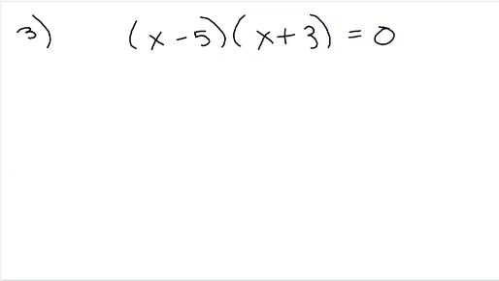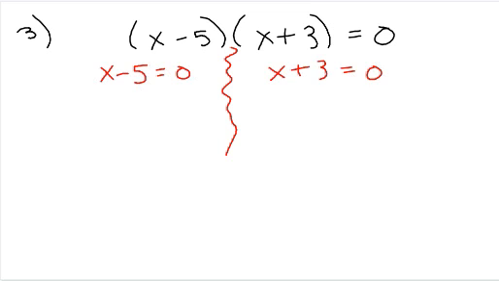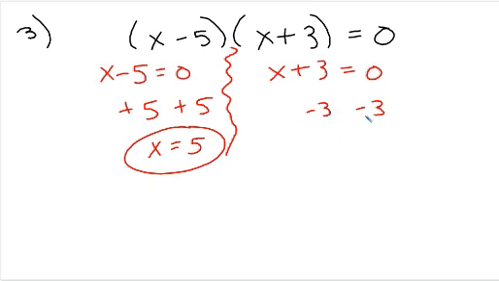What if they give you this? x minus 5 times x plus 3 equals 0, and they tell you to solve it. This is maybe the easiest problem of the day, because this problem is already factored into something times something. So guess what? I can split this up right now and solve both of these using the zero product property. Really easy to finish solving these. I get x equals 5, and I get x equals negative 3.